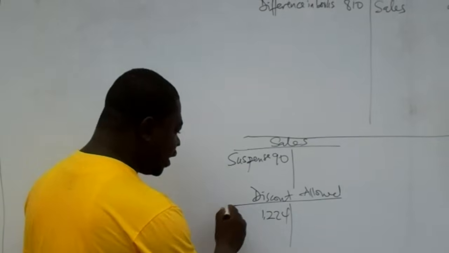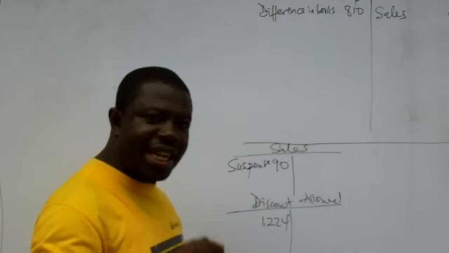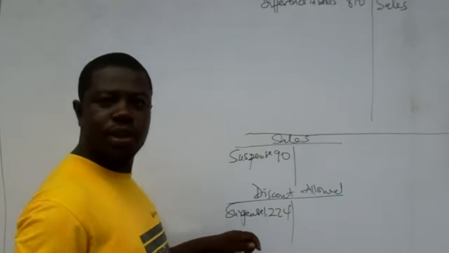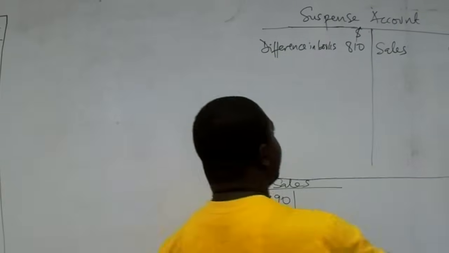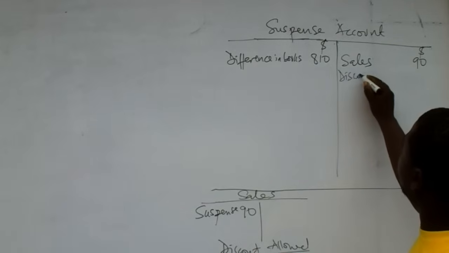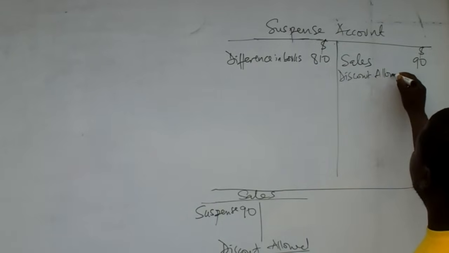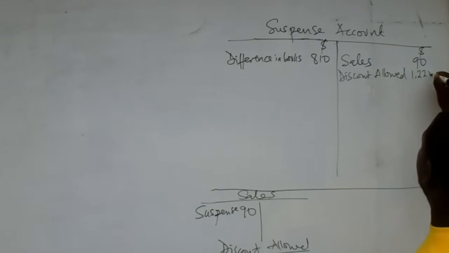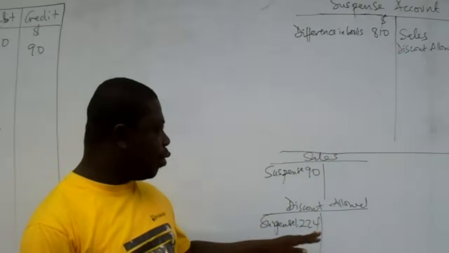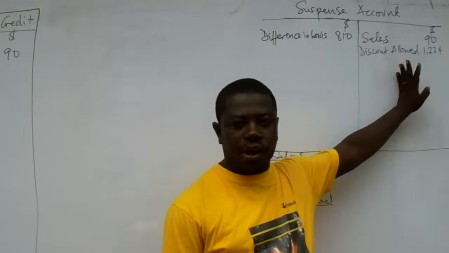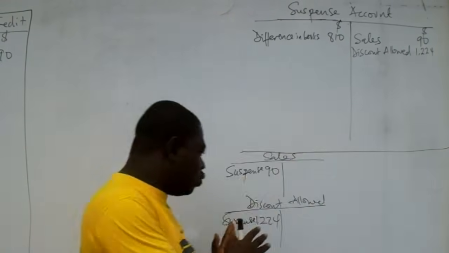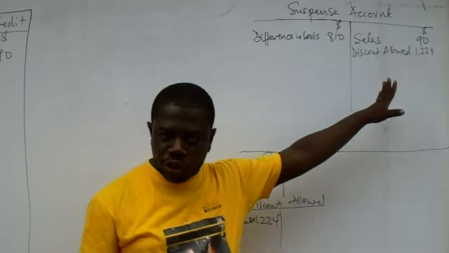$1,224. And yet again, because this error will affect the agreement of the trial balance, the corresponding entry will be suspense. On the credit side of the suspense account, we are going to have discount allowed, 1,224. And that is basically how it's going to be. So we record discount allowed on the credit side of the suspense account as a double figure, and I have tried to explain the reason why we are doing that.